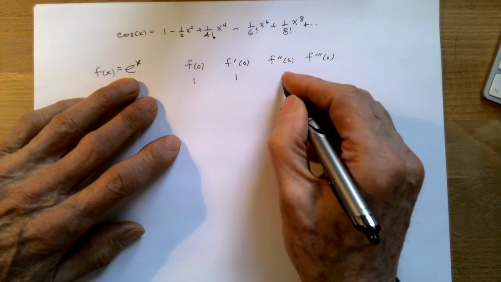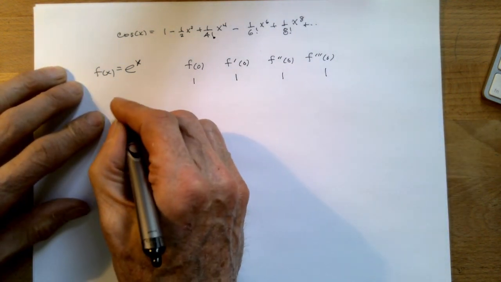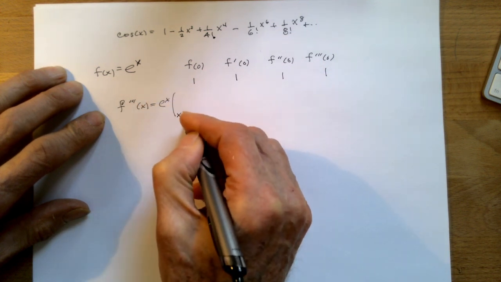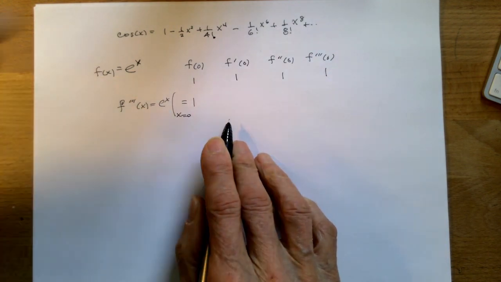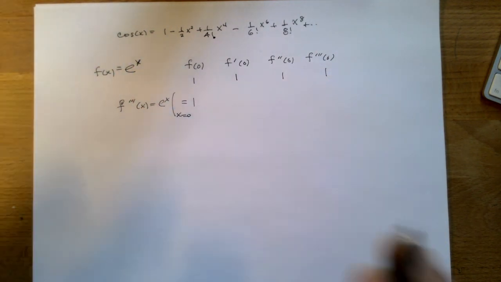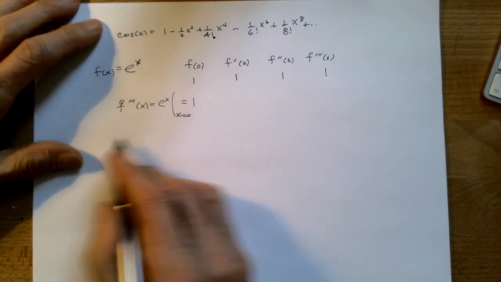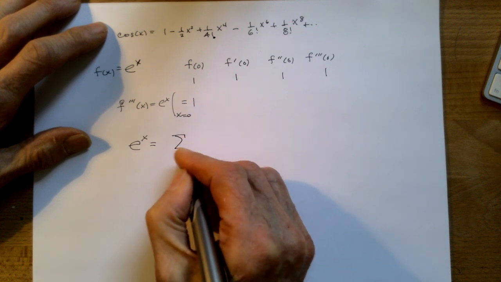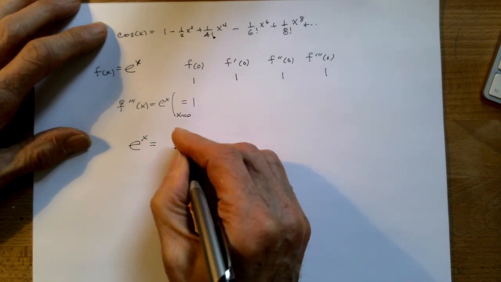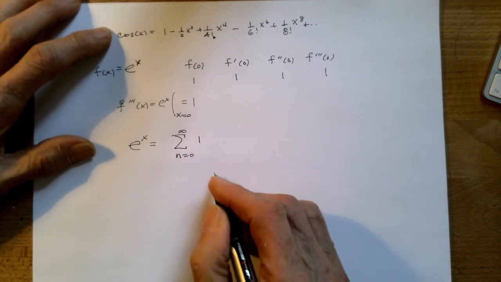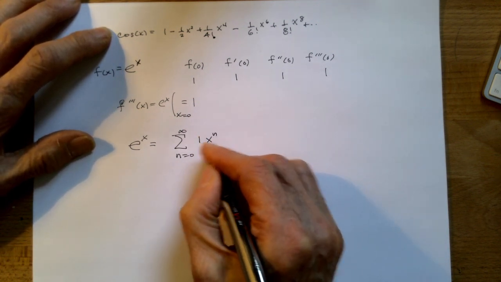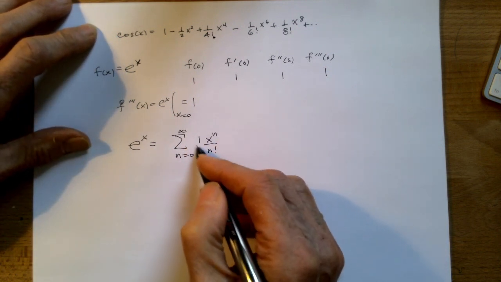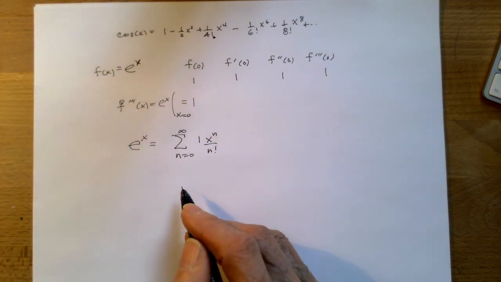And when I keep doing this, evaluate that at x equals 0, I get 1. And that's true for the function itself and all its derivatives. So e to the x is a very special function whose derivative is equal to itself. And so the Maclaurin series for e to the x must look like this. Each time I have a 1, then I have an x to the n over n factorial. Because the coefficients are all 1 over n factorial.